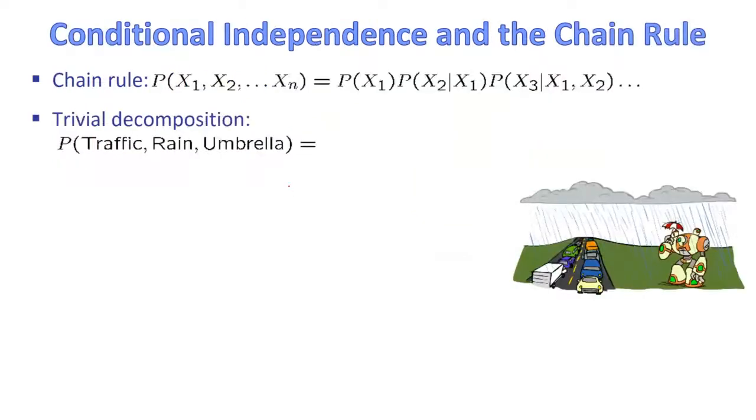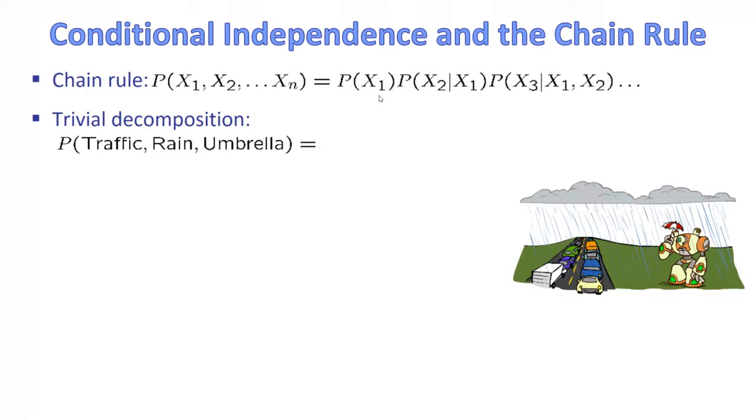Okay, then let's see quickly the relationship between conditional independence and the chain rule. We know that the chain rule holds anywhere and anytime between n random variables. If we want to compute the joint probability between n random variables, then we can use the chain rule. It is the probability of the first one times the probability of the second given the first times the probability of the third given the first two, and so on. So that's the chain rule.